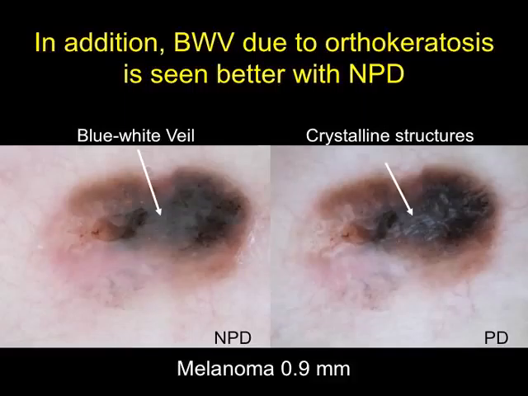Here the veil is not seen, but instead you're seeing the crystalline structures. Okay? So blue-white veil, and in this case, the crystalline.